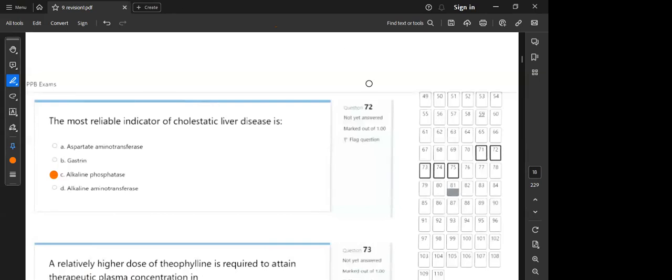Wait, so for cirrhosis it will be what? Troponin. High. For cirrhosis it will be? GGT and ALP. ALP is alkaline phosphatase. Yes. And the answer for cholestatic liver disease is still ALP. Yeah. Okay.